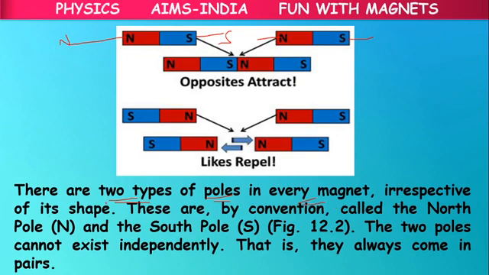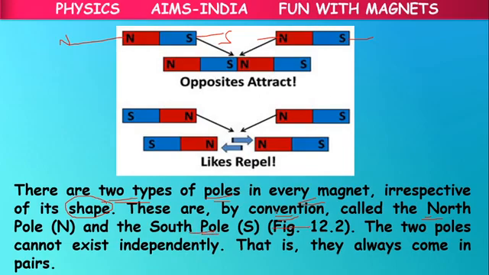So irrespective of its shape, the magnet may be in any shape. Just now we have told, what are the shapes of magnet? Bar magnet, horseshoe magnet, ring magnet, cylindrical magnet, and spherical balls at two ends. Any kind of magnet will have only two poles. These are by convention, by our comfort, called North Pole and South Pole.